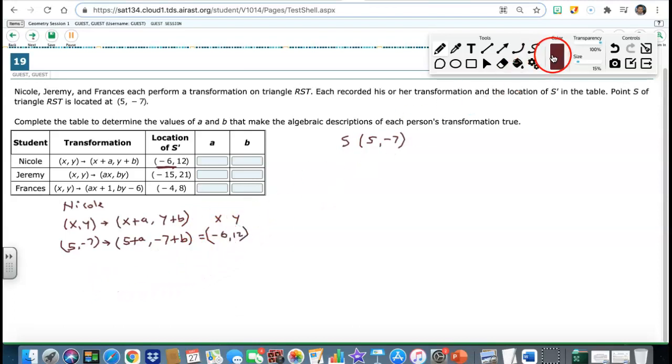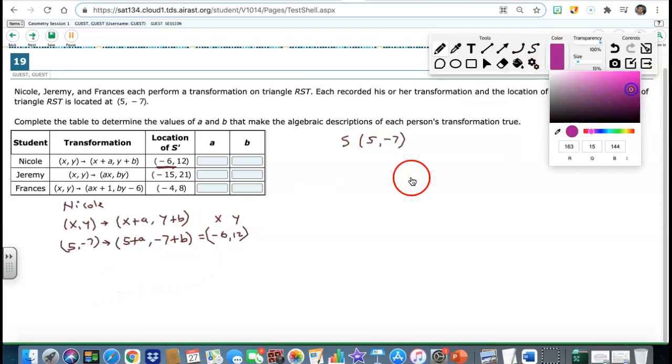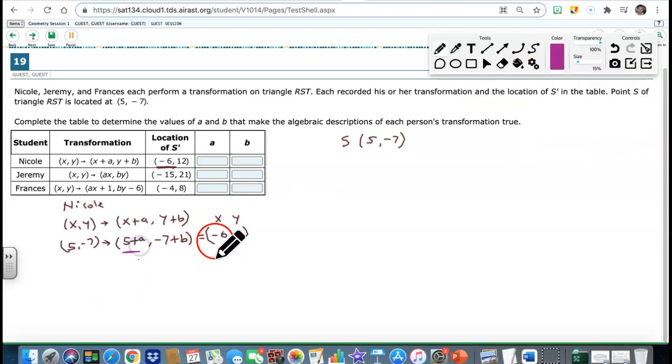So what I'm going to do is I'm going to take the first part, and that's equal to negative 6, because the X equals the X, and the Y equals the Y's. So I'm going to take 5 plus A. 5 plus A is equal to negative 6. From there, I've got to find the value of A. Minus 5, minus 5. 5 minus 5 cancels. A equals negative 11. So that will be going here.